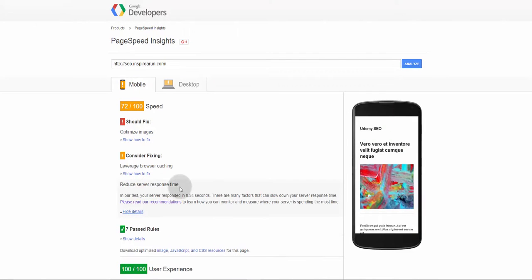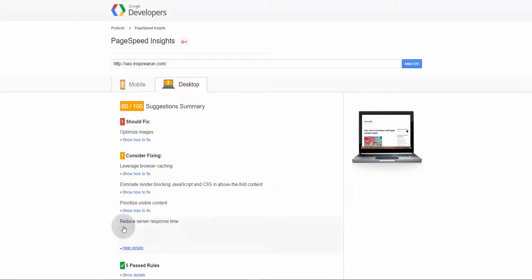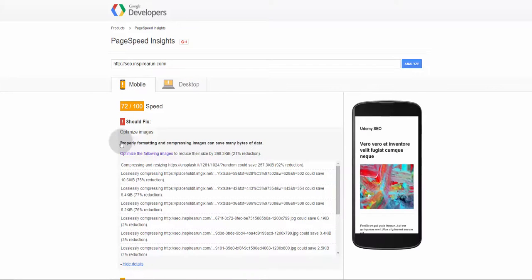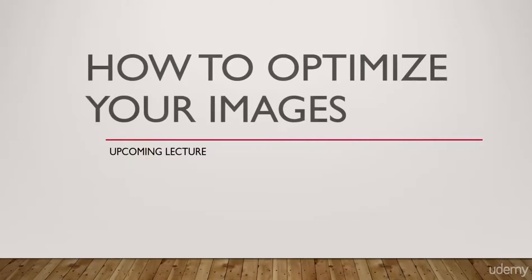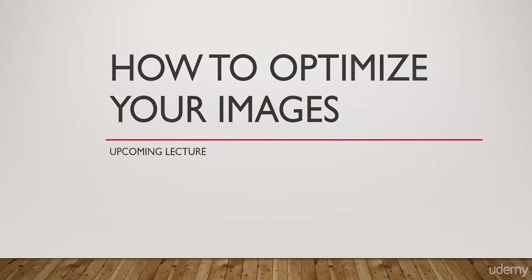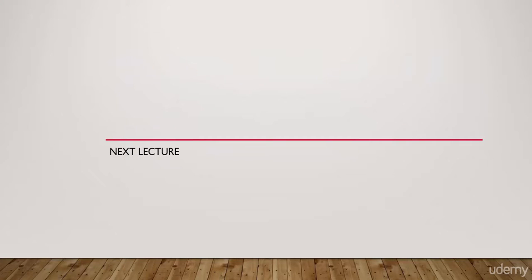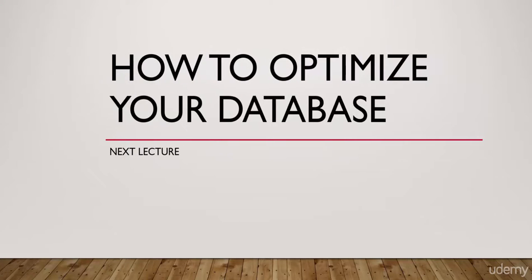As I said, the server response time has gone down from 2.3 to 0.34 seconds. The same is the case for desktop too. So the only thing that we need to do is optimize images. We will see how to optimize our images in the upcoming lectures. In the next lecture, let's see how to optimize our database.